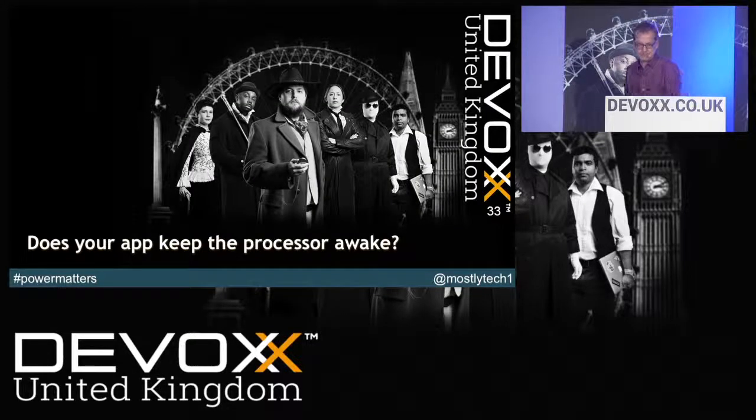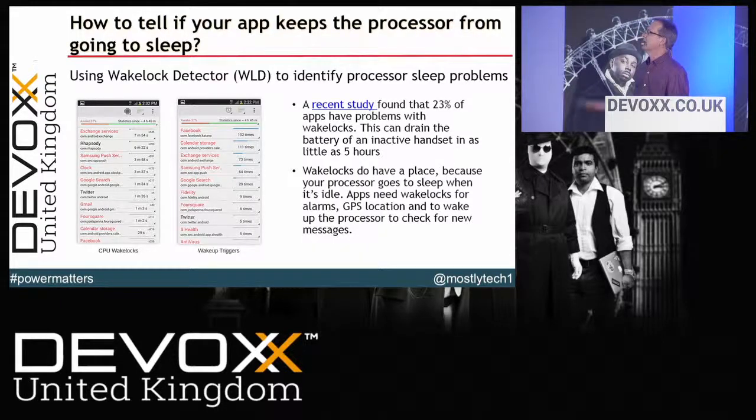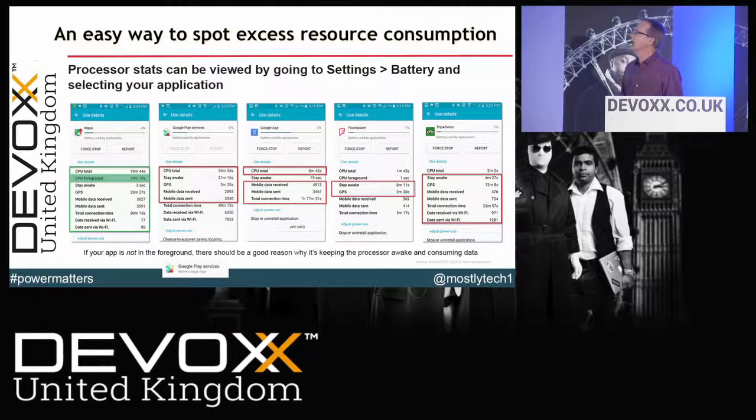Does your app keep the processor awake? Doesn't matter what platform you're on, you'll find there are apps available. On Android, there's a good one called Wakelock Detector. Battery Historian is also very good for showing wake locks. You want to look at the duration of wake locks. A lot of developers don't look at the number of wake locks. Even though a short wake lock seems less damaging, if you have enough of them, you're going to waste a lot of power. You can see some stats on the right.